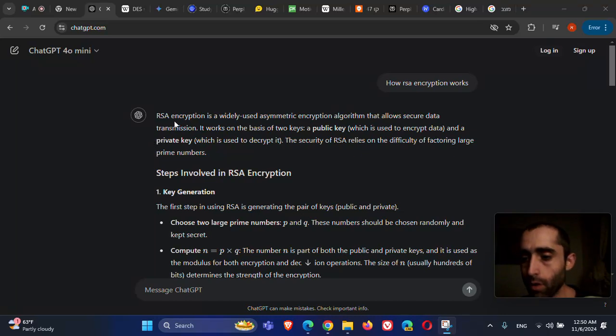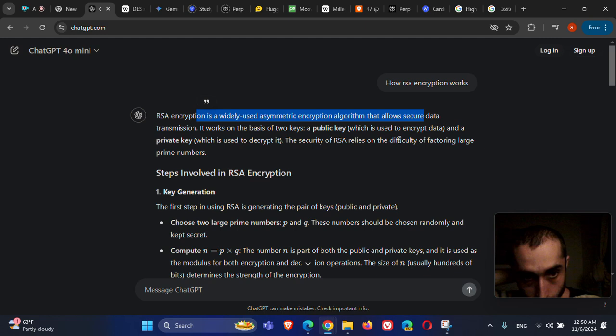Okay, so let's go through how RSA encryption works. Let's start by saying that it's an asymmetric encryption, which allows data transmission based on two keys. We have a public key, which we use to encrypt the data, and we have the private key. The private key is used for decryption.